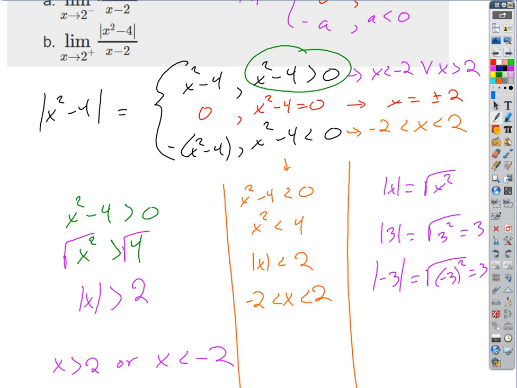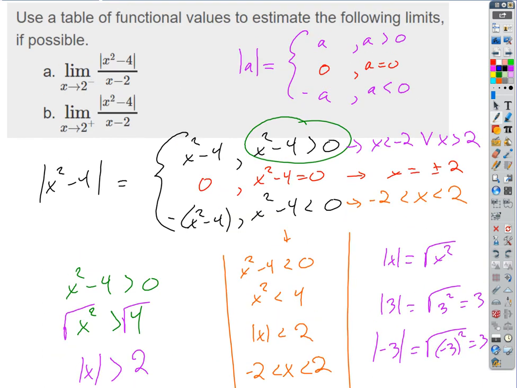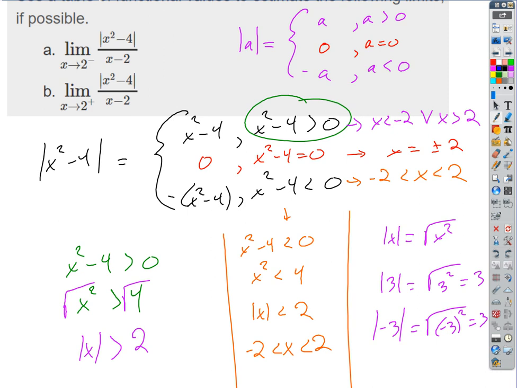Okay, make sense? Okay, so we're able to trade, let me rewrite this whole thing, it's getting kind of messy. So we're able to say, I say absolute value of x squared minus 4, we can trade for all this stuff. But that's not the function. The function is actually absolute value of x squared minus 4 divided by x minus 2, right?